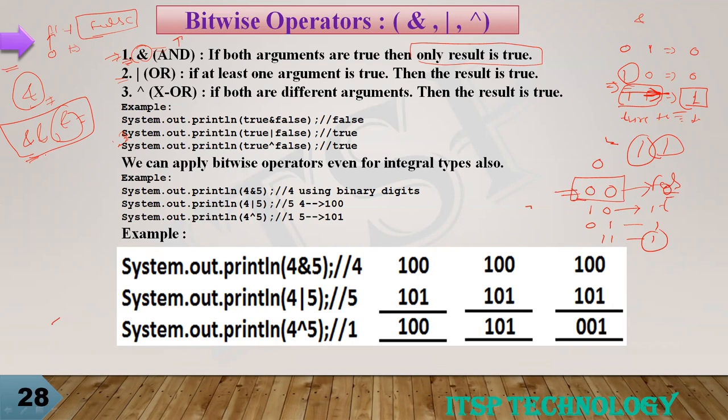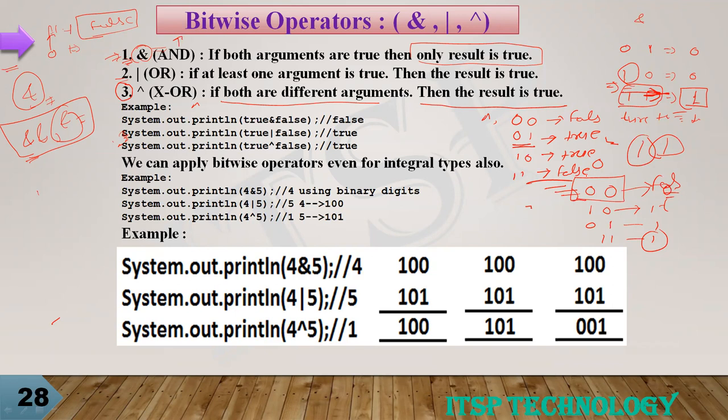XOR. If both arguments are different, then the result is true. Both are different in the XOR case. Like 0 and 0 means false. 0 and 1, both are different, then it will return true. And 1 and 0 is also true. And 1 and 1 returns false. So you can revise these three operators. They are very, very important in logical programming also.